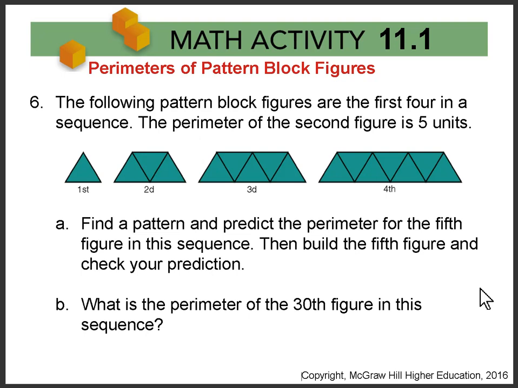In question 6, we give you a pattern block sequence made of triangles. This first figure has a perimeter of 3 units. The second figure has a perimeter of 5 units. Find a pattern and predict the perimeter for the 5th figure in this sequence. Then build the 5th figure and check your work. Then, what's the perimeter of the 30th figure in this sequence?